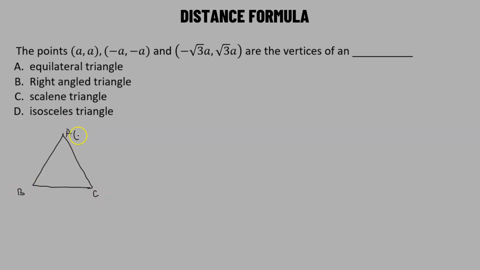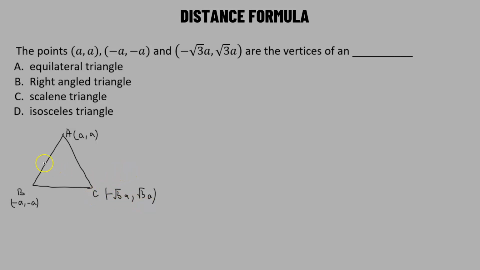Let point A have the coordinates (a, a). Let's say B has the coordinates (-a, -a). And then C has the coordinates (-√3 a, -√3 a), with the x coordinate being negative square root of 3 times a, and the y coordinate being negative square root of 3 times a. So this is the coordinate of point C.